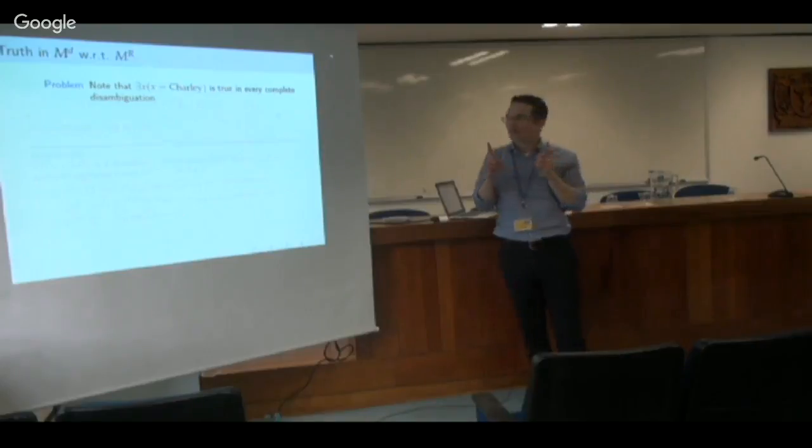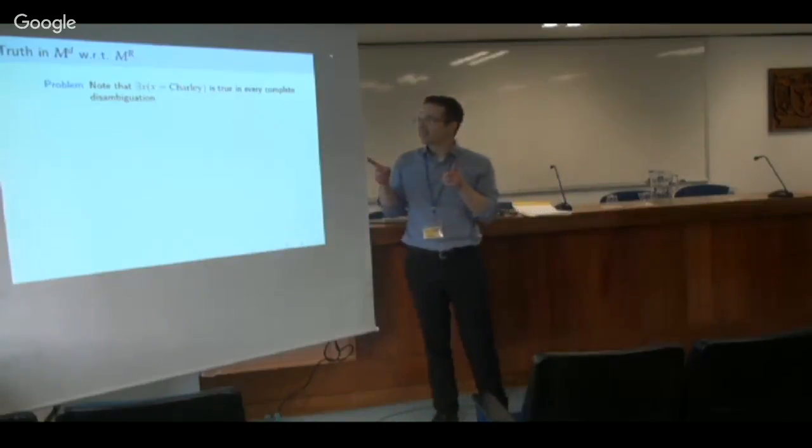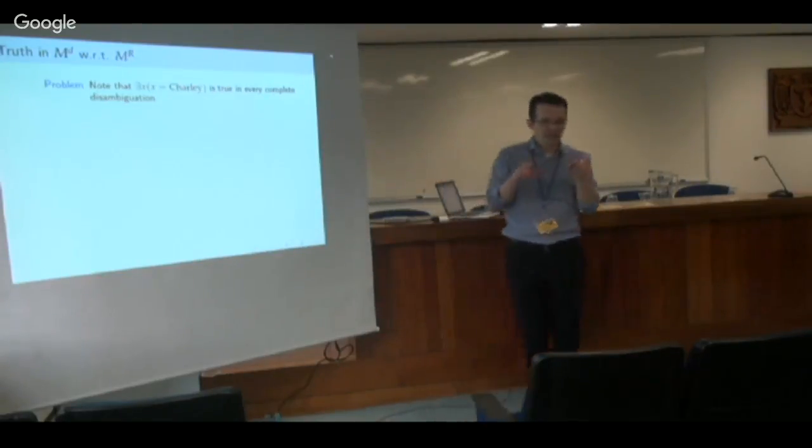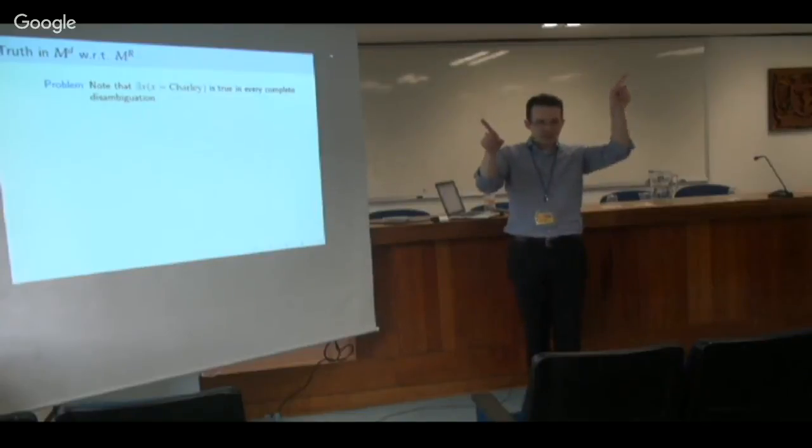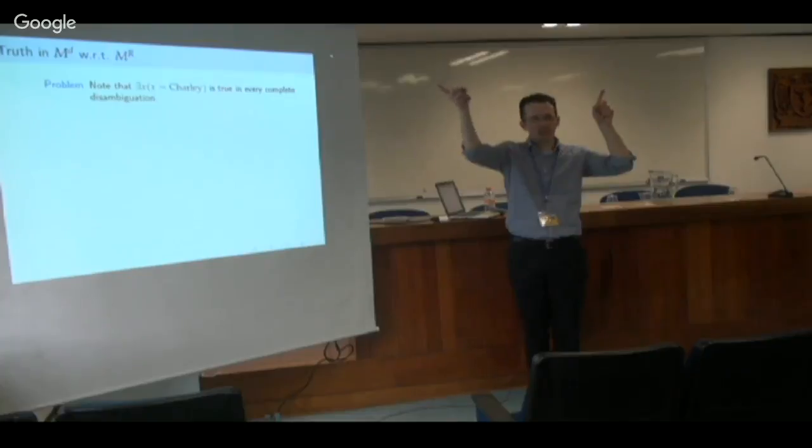Here's the problem, though. Note that there exists an X such that X equals Charlie is true in every complete disambiguation. Because right in this one, Ant A exists. Yep, that's true. In this one, Ant B exists. Yep, that's true.